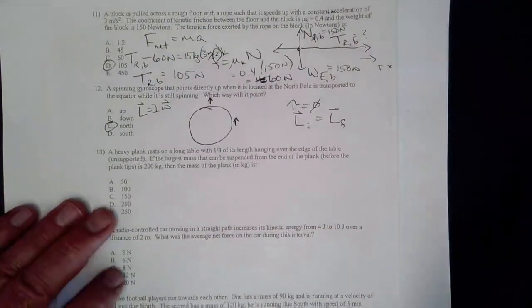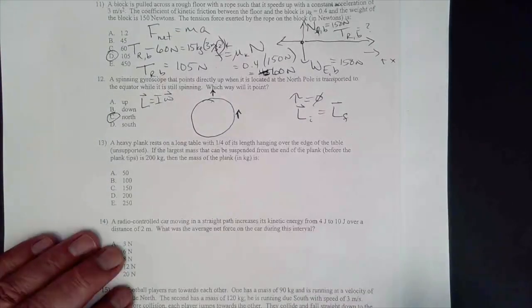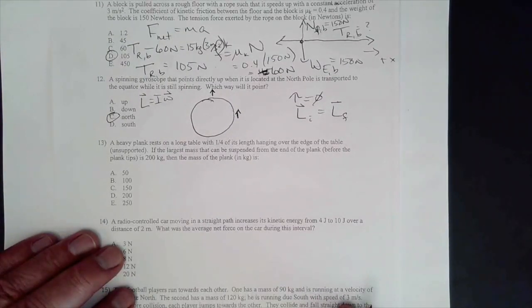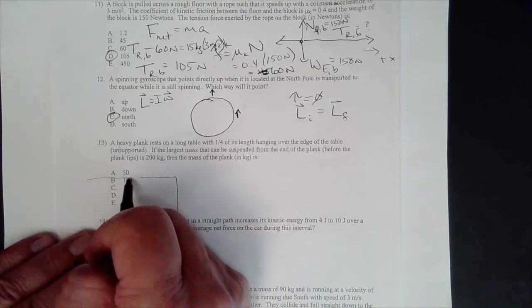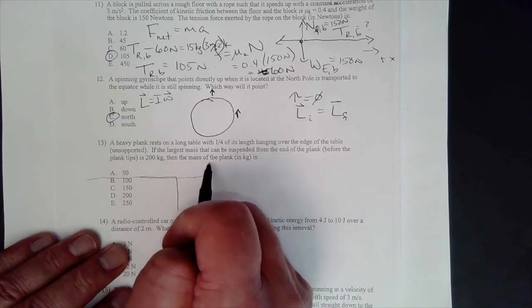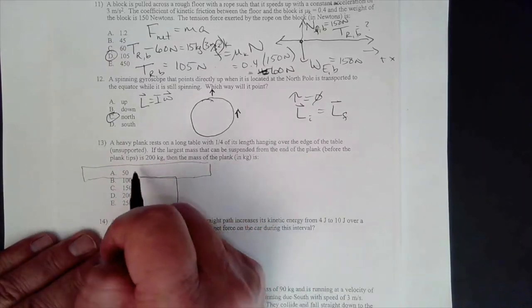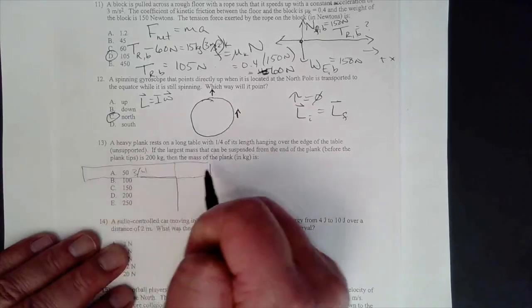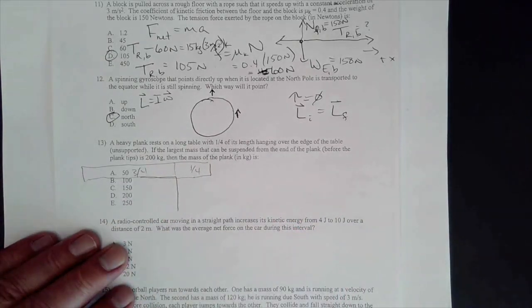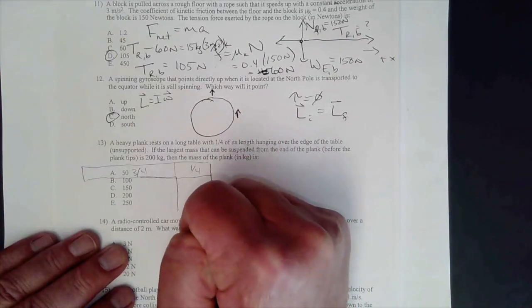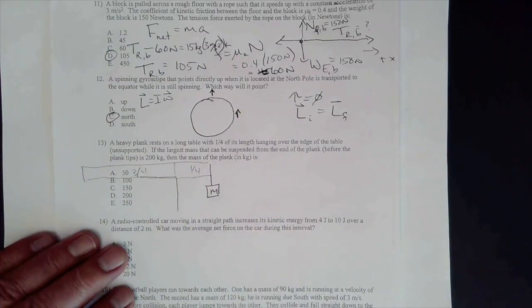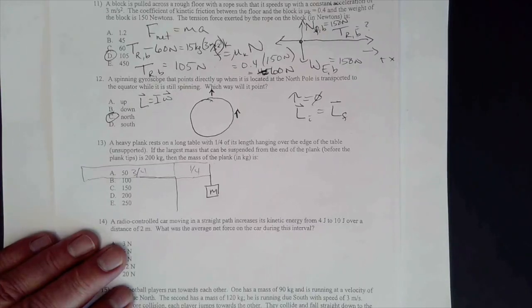We have a heavy plank that rests on a long table with 1/4 of its length hanging over the edge of the table. So what we've got here is a table. We got this plank, and we've got essentially 3/4 here and 1/4 here. And the largest mass that can be suspended from the end of the plank is 200 kilograms. So the question is, what is the mass of the plank?